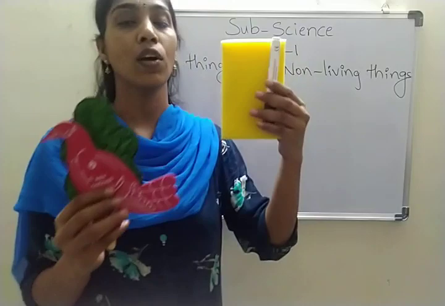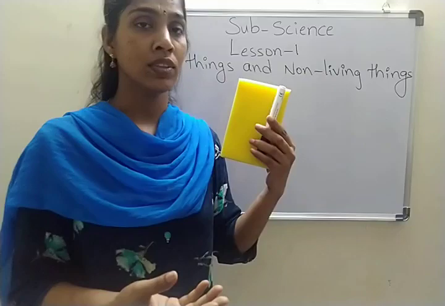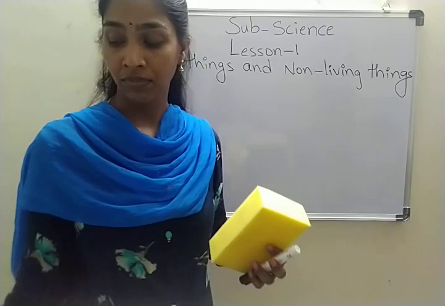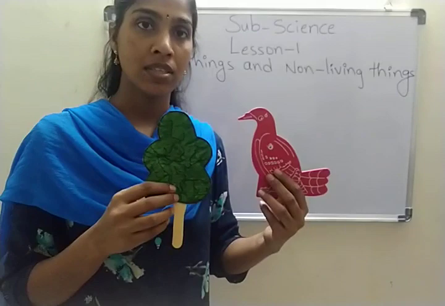Very good, children. Things such as TV, phone, duster and marker are non-living things. Things such as plants, animals and human beings are examples of living things. Have you understood, children?